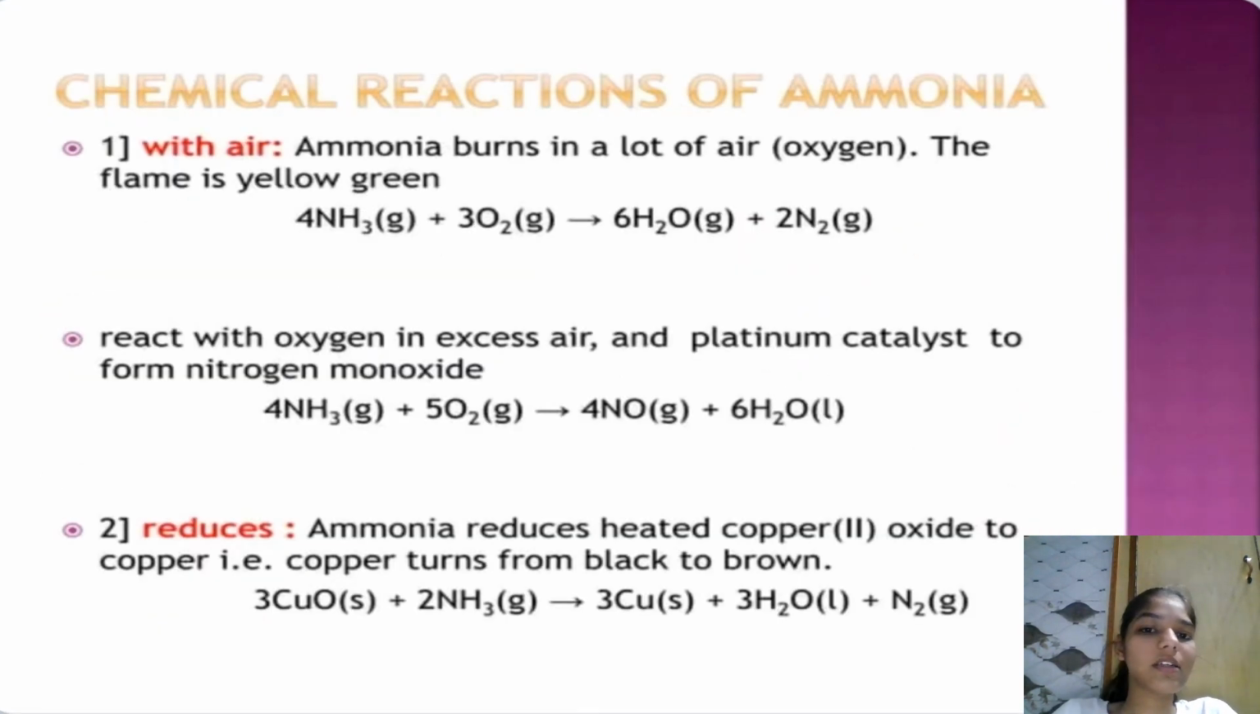Next are the chemical reactions of ammonia. First is with air. Ammonia burns in a lot of air. The flame is yellow-green. When ammonia burns in air, we get hydrogen plus nitrogen gas. It reacts with oxygen in excess air and platinum catalyst to form nitrogen monoxide. Second, it reduces. Ammonia reduces heated copper oxide to copper, that is, copper turns from black to brown.